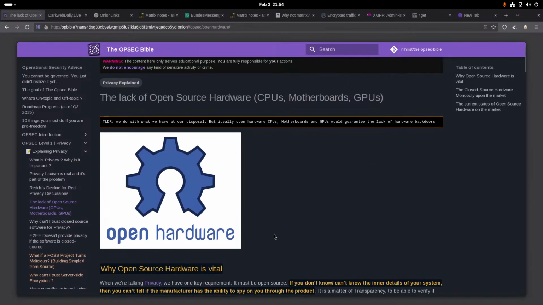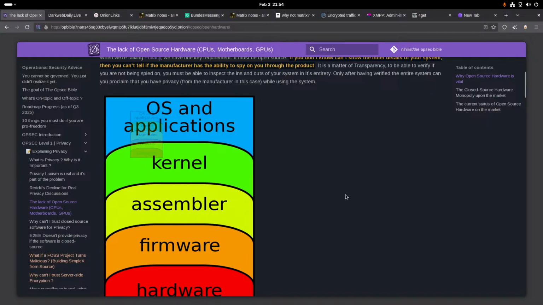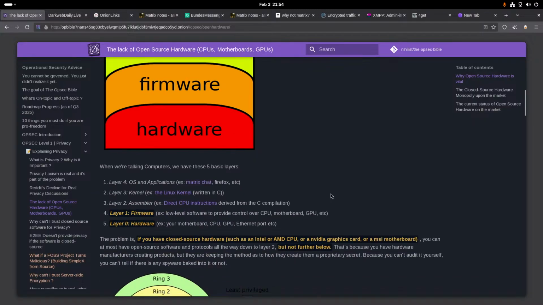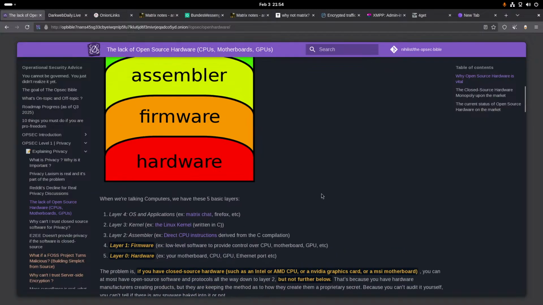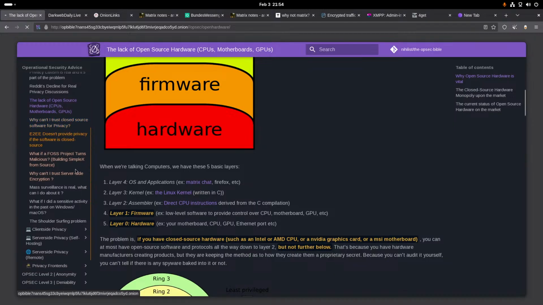So we talked about the lack of open source hardware, CPUs, motherboards, and GPUs. We looked at OS applications, kernel, assemblers, firmware, all the way down to the hardware. And in reality, the real problem is we're going to get as good as it gets. E2EE doesn't provide privacy if the software is closed source, stuff like that.